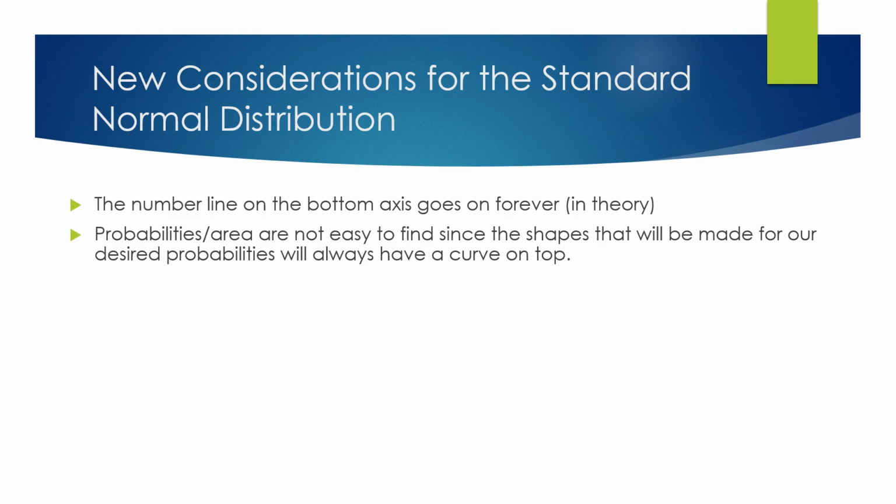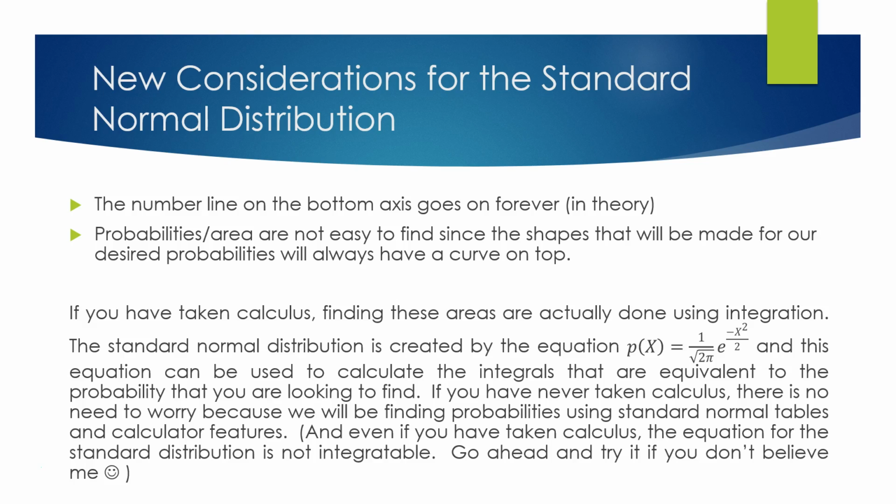The other thing is the consideration that we just mentioned, that the probabilities are not always easy to find because we're going to have a curve on the top instead of a rectangle. One thing I am going to mention is that if you have taken calculus, the standard normal distribution specifically has this equation. If you put this into your y equals, a window of -3 to 3 and 0 to 1 on the y would give you a nice bell curve. This equation can be used with integration in order to find the areas that we're looking for.